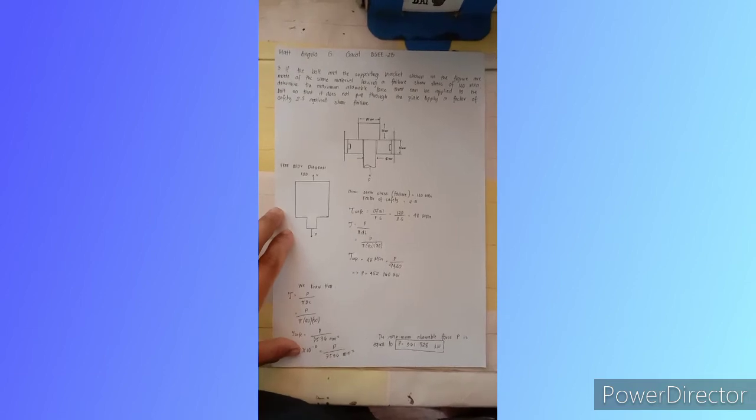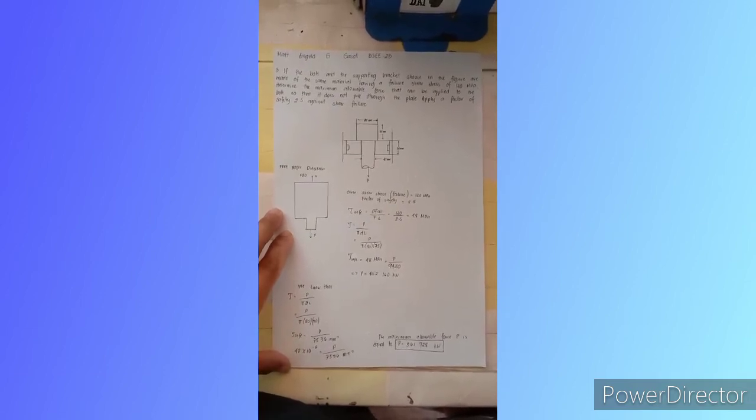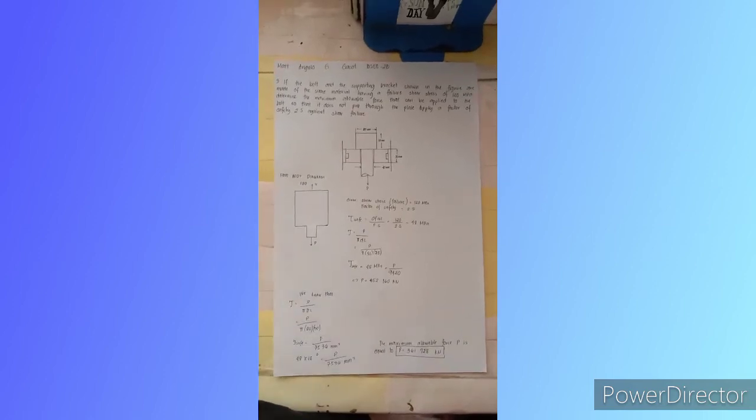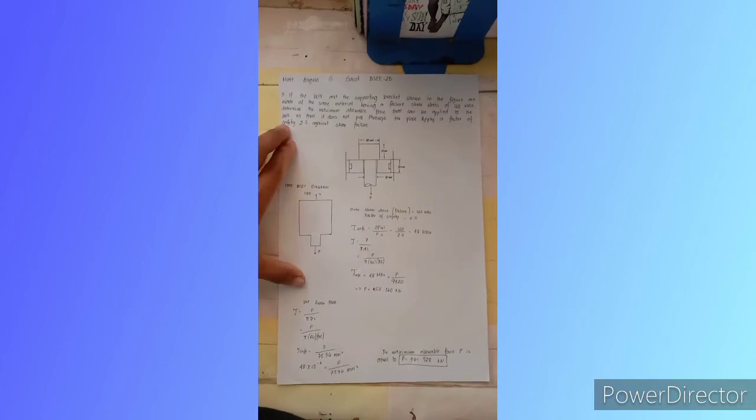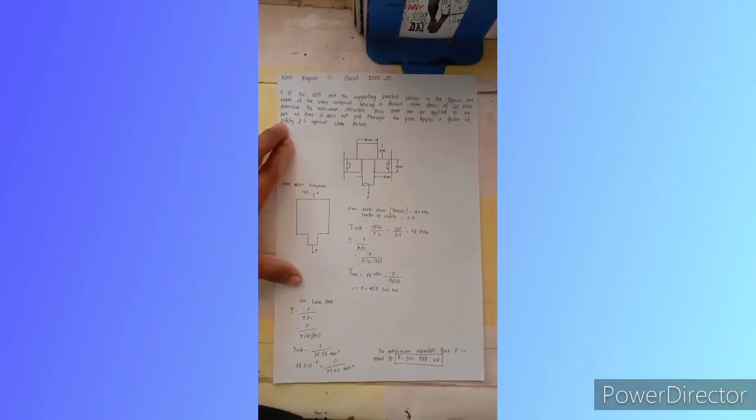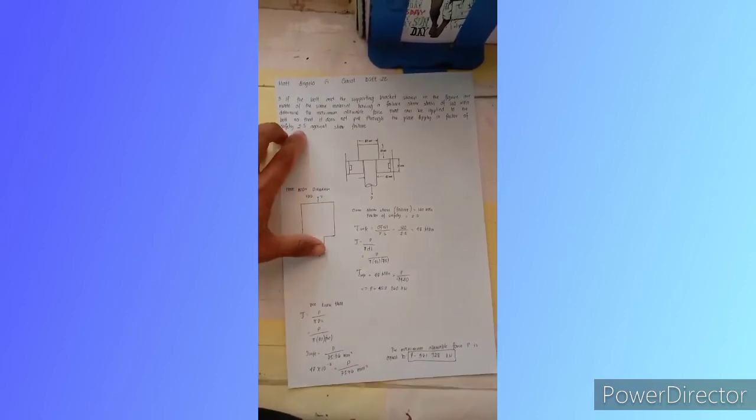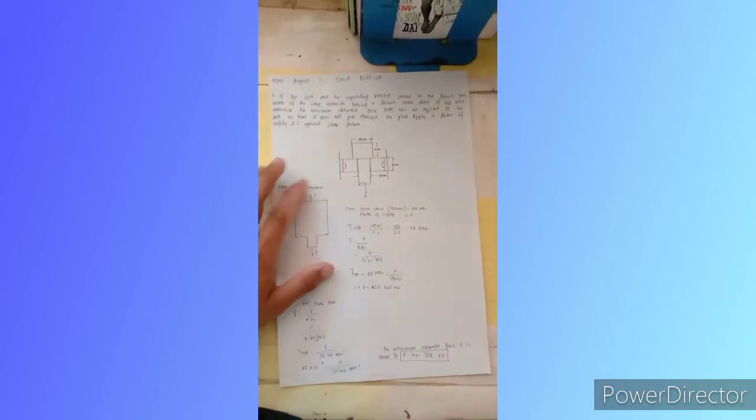So for number 3, if the bolt and the supporting bracket shown in the figure are made of the same materials having a failure shear stress of 120 megapascal, determine the maximum allowable force that can be applied to the bolt so that it does not pull through the plate. Apply a factor of safety 2.5 against shear failure.